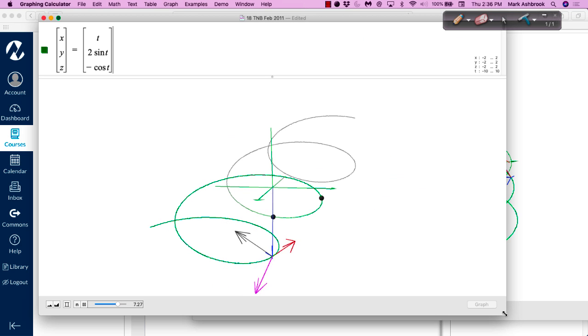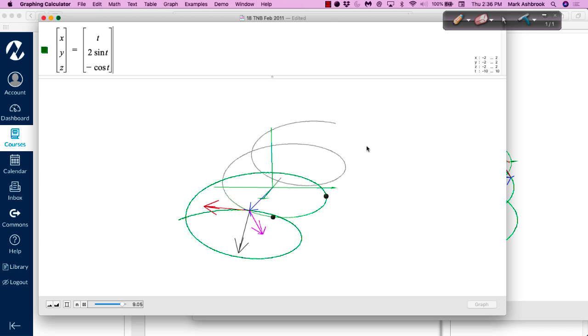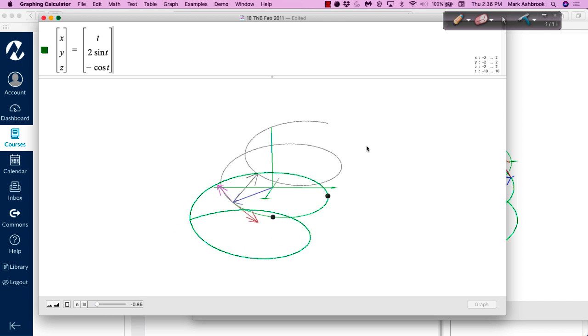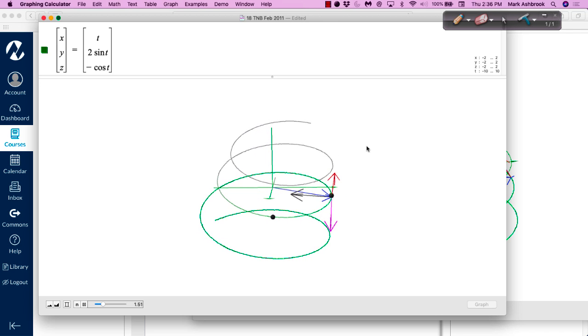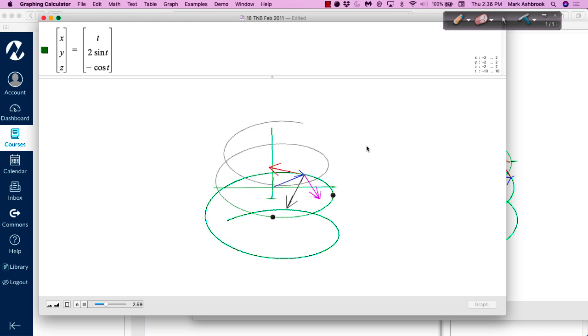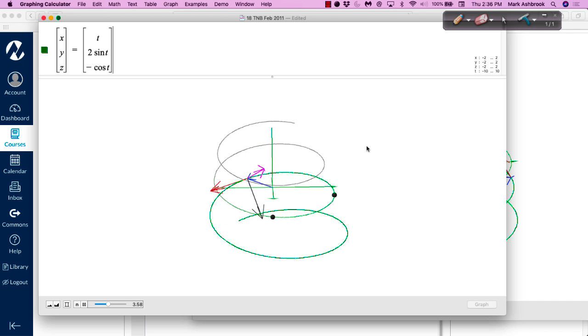Okay, so here those are. So can you review? So what were the three vectors? We had the unit tangent, unit normal, unit binormal. So which is which? So unit tangent is review. We just talked about that. Which one's that? Red. Remember what unit normal was, what it meant, what it did?